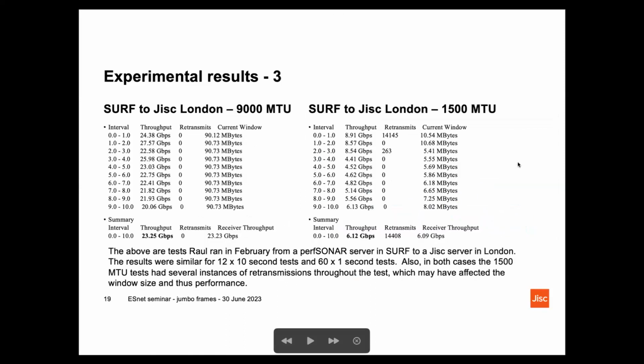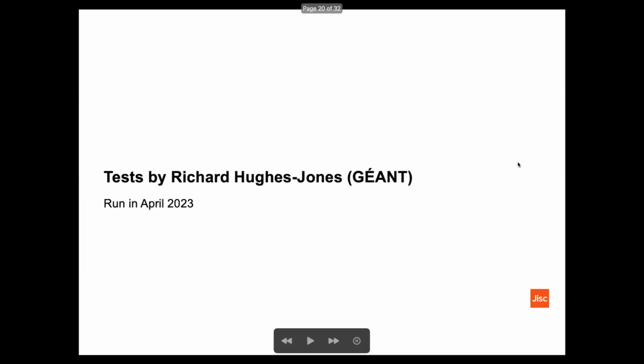Another test Raoul did was between the Dutch NREN and our server. So this gets you more of the sort of advantage you hope to see. So you're seeing here 23 gig with 9,000 MTU and 6 gig with 1,500, and also no retransmits with the larger MTU, where there's considerably more with the 1,500 MTU. So we need to do some more tests and see what sort of correlation there is between MTU size and retransmits. Those are 3 things Raoul did that he kindly sent me to include.